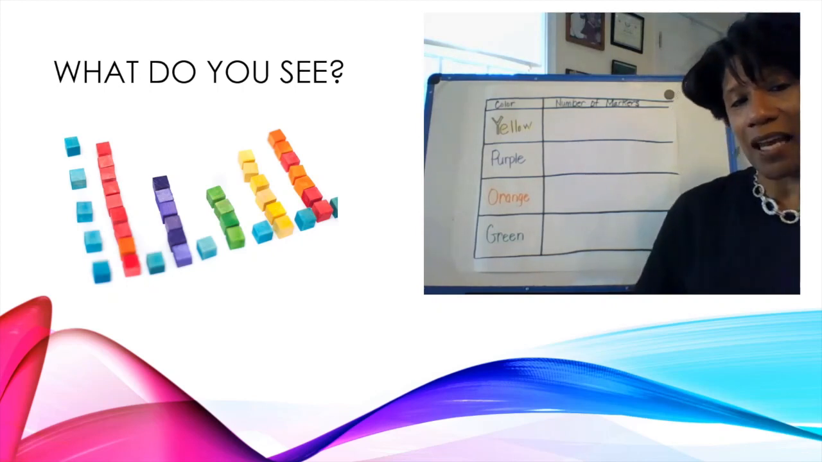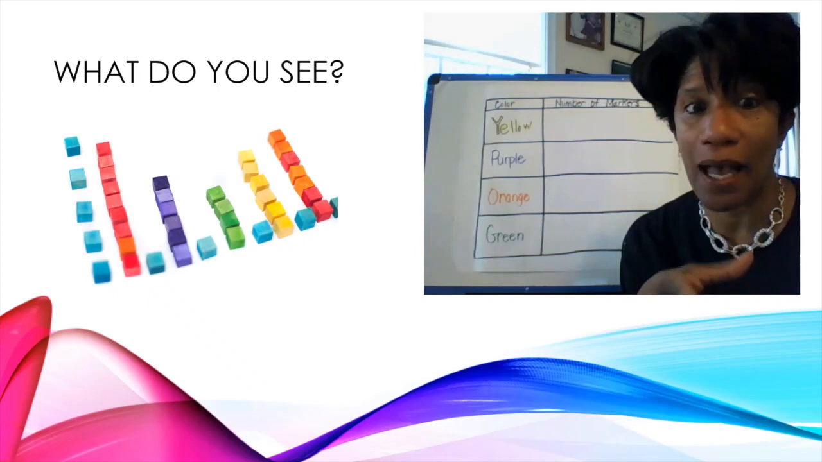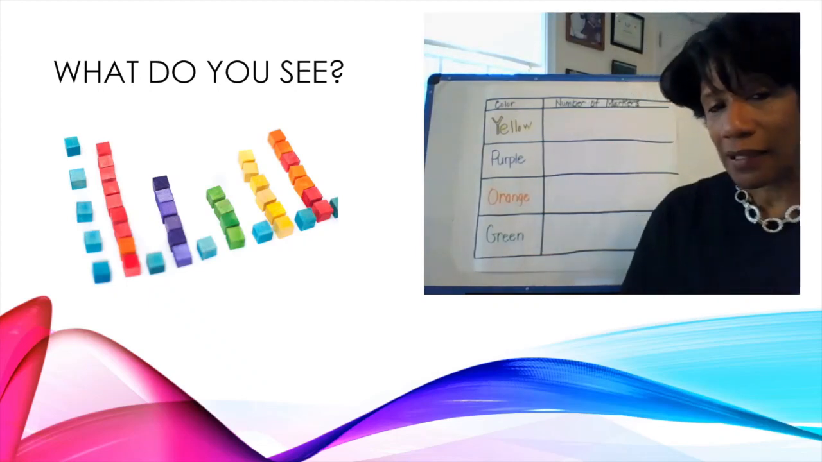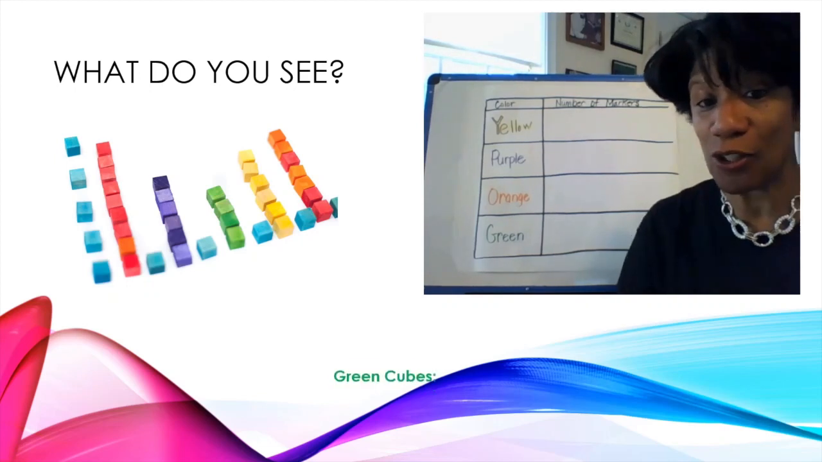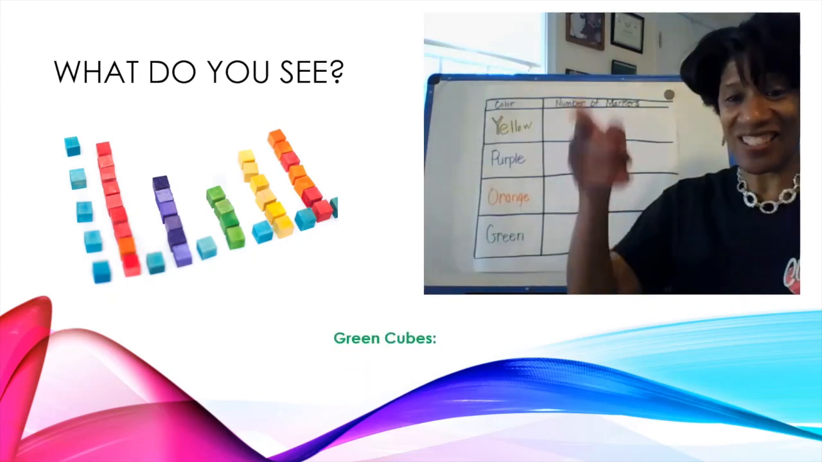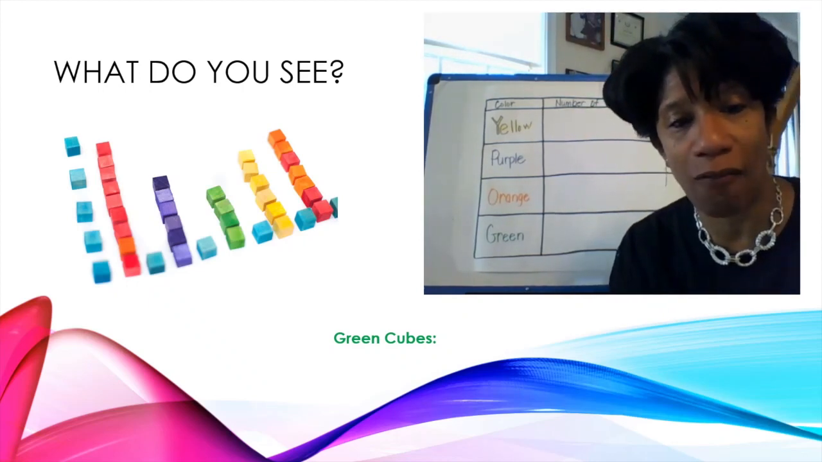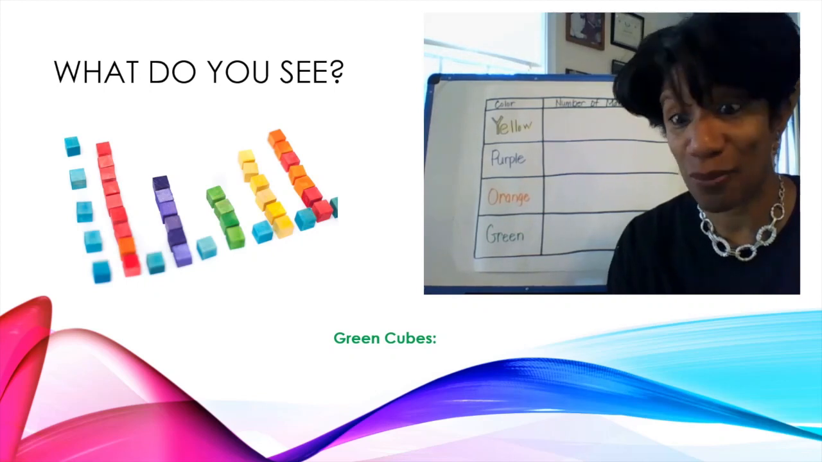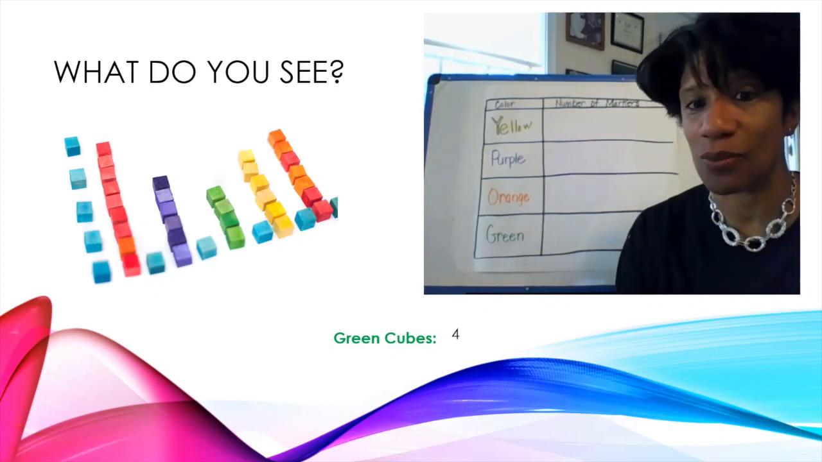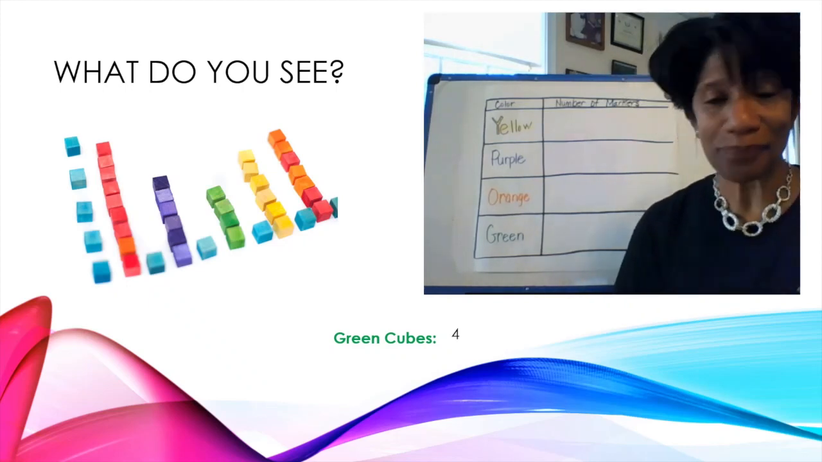So when I look at that object graph, I should be able to tell something about that graph. Let's look at the green cubes. Can you tell me how many green cubes we have there? What do we have to do? You guessed it, we have to count them. So if we count those green cubes, we would have 1, 2, 3, 4. 4 green cubes. So we just got some more data from looking at our graph.